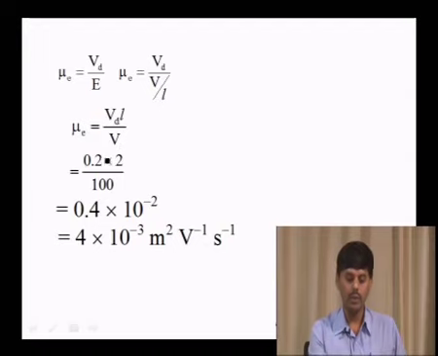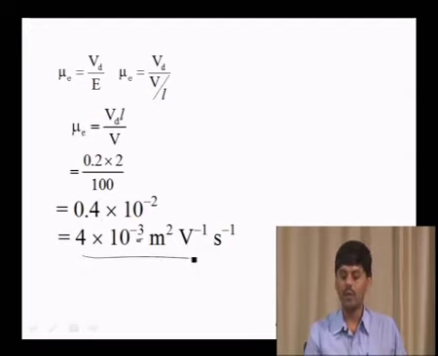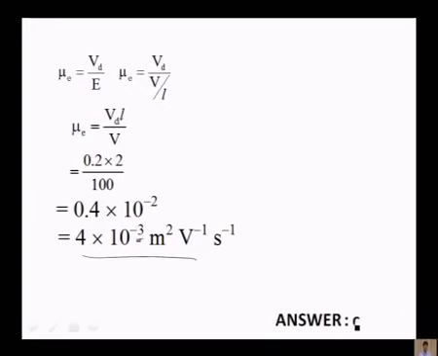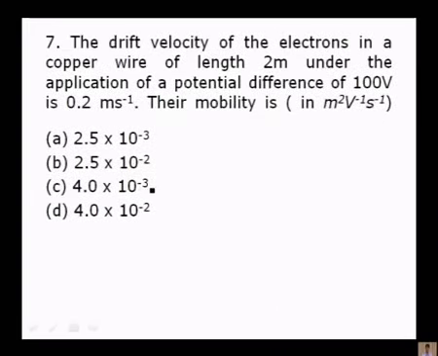Substitute the values: Vd is 0.2 meter per second, length is 2 meter and the potential is 100 volts. 2 into 0.2 is equal to 0.4, divided by 100. 100 can be written as 10 power 2, and when it goes up it becomes minus 2. If you shift 4 to this side it becomes 10 power minus 3. Therefore, the correct answer for this question is C. This is the correct answer.